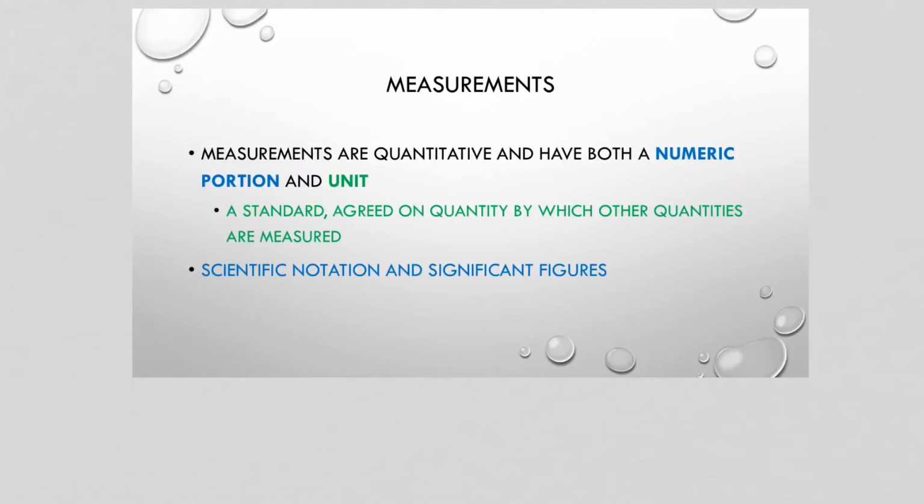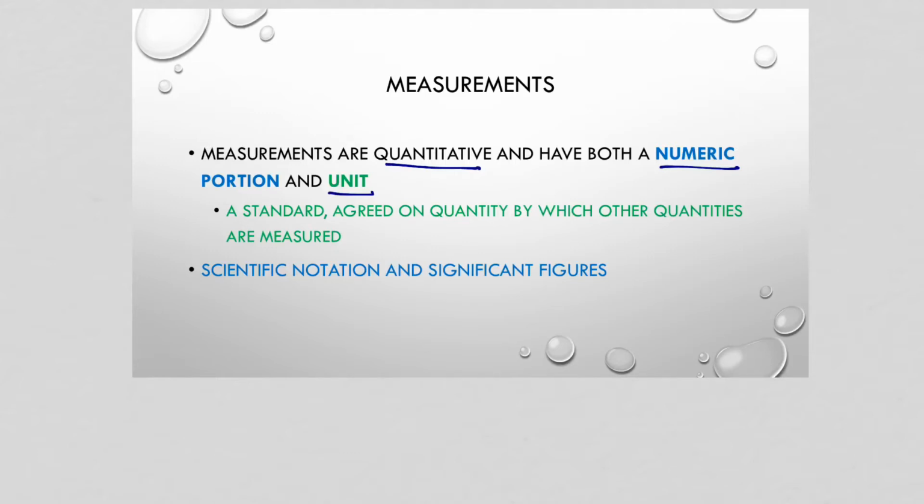So measurements are quantitative values, right? When we are going through the scientific method, conducting experiments, data can be either qualitative, which we typically call observations, or they can be quantitative. Quantitative data is what we refer to as a measurement. Measurements are quantitative and have both a numeric portion, the number, the value, and just as important, they have a unit.